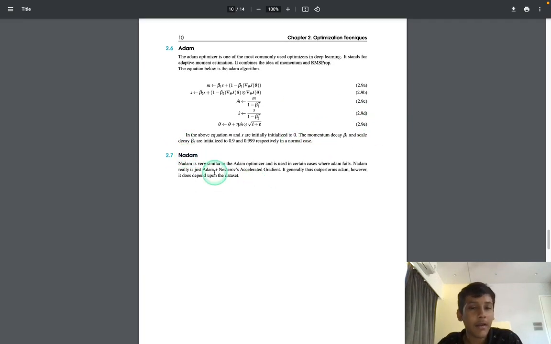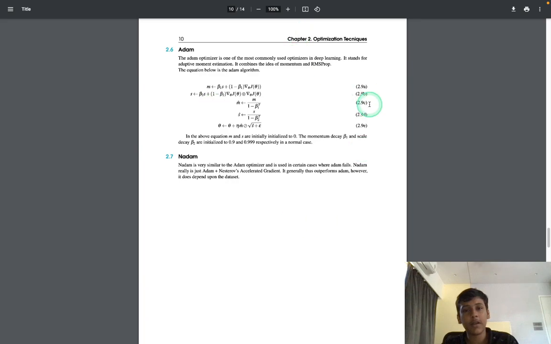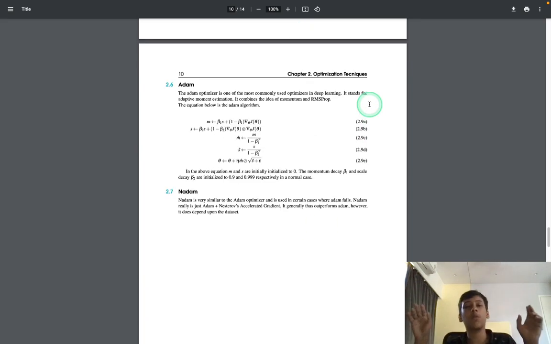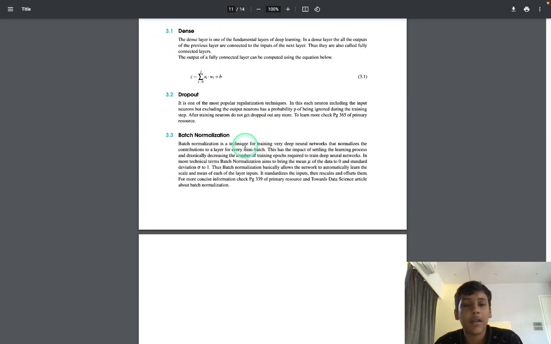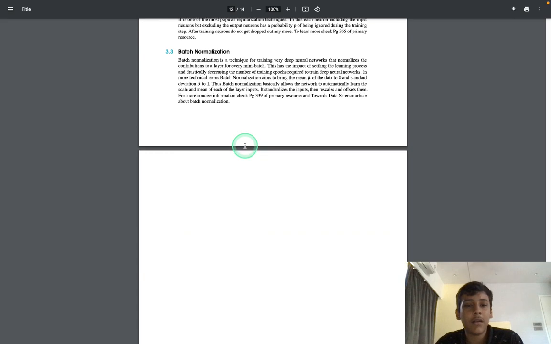NADM, I won't go over NADM, because NADM is Adam plus Nesterov's accelerated gradient. And since I haven't explained what Nesterov's accelerated gradient is, I want you guys to figure out what it is, and then comment down below. And if I get the correct answer, then I will make another video where I'll show you what NADM really is. Because it's very similar to Adam. Really, all you're gonna do is you can just add another term in this theta update, and that's going to give you NADM. So that's really what it is. As you can see, pretty simple.